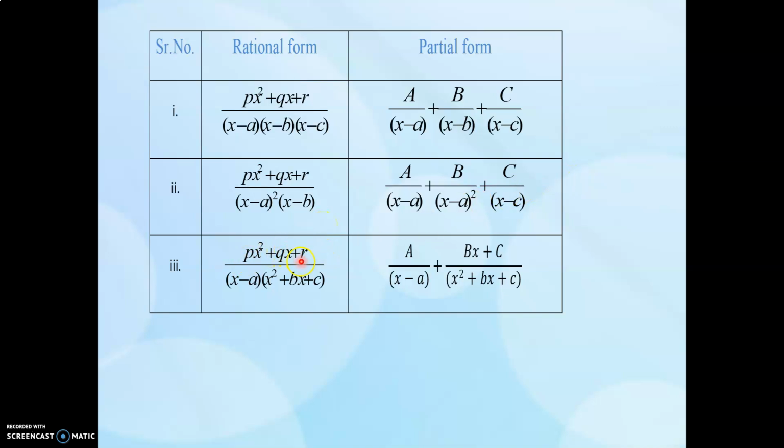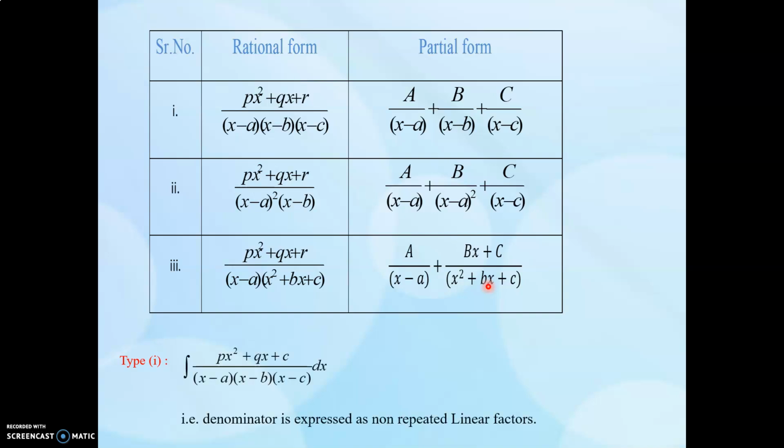Now px square plus qx plus r upon x minus a into x square plus bx plus c. Here this is a quadratic function, but it cannot be factorized further in real numbers. So in that case, the first factor is a linear factor, you can write it as A upon x minus a plus the second factor, the numerator must be written this way: Bx plus C upon x square plus bx plus c. These are the forms you have to remember before solving.